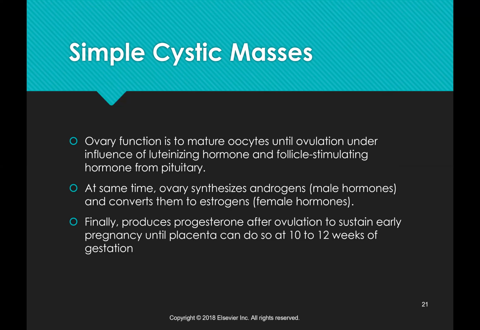So the ovary's function is to mature oocytes until ovulation under the influence of LH hormone, which is the happy face hormone, if you remember, and follicle stimulating hormone from the pituitary. At the same time, the ovary synthesizes androgens and converts them to estrogens. So the ovaries are also responsible for our female characteristics. Finally, it produces progesterone after ovulation to sustain the pregnancy. How it does that is the corpus luteum helps to produce that.